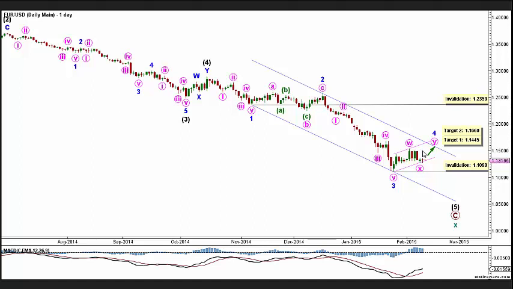This wave count is invalidated by movement above 1.2358, as minor wave 4 may not enter the price territory of minor wave 1, and it's also very likely invalidated by movement below 1.1098, unless price is undergoing a volatile expanded flat correction.